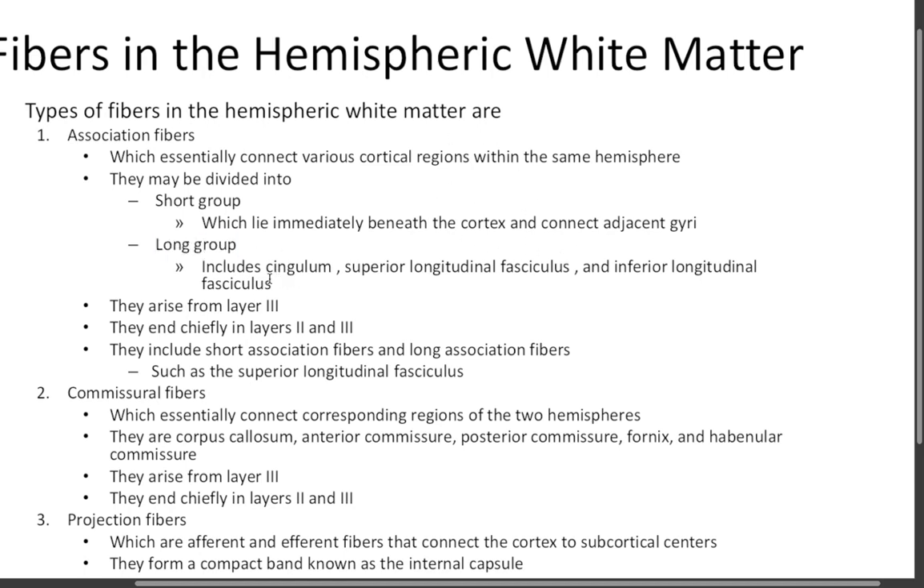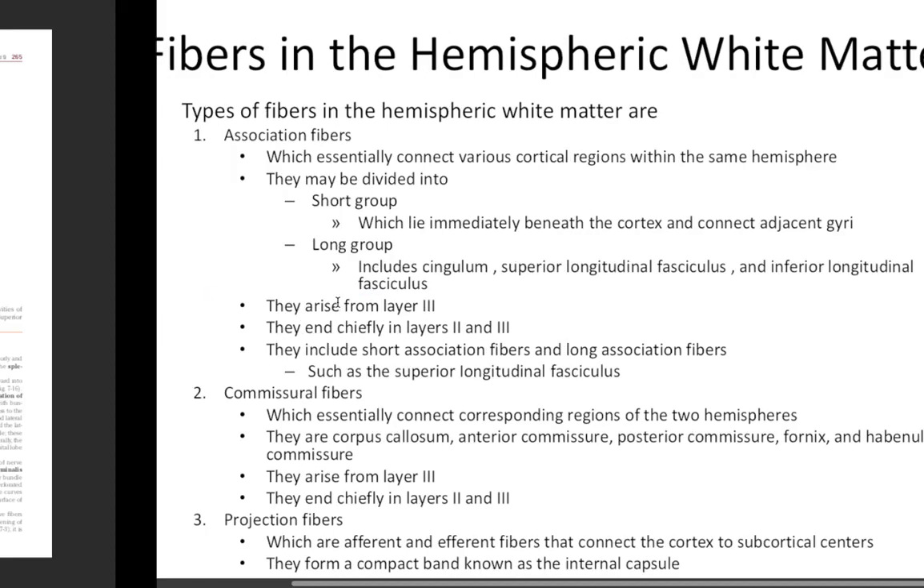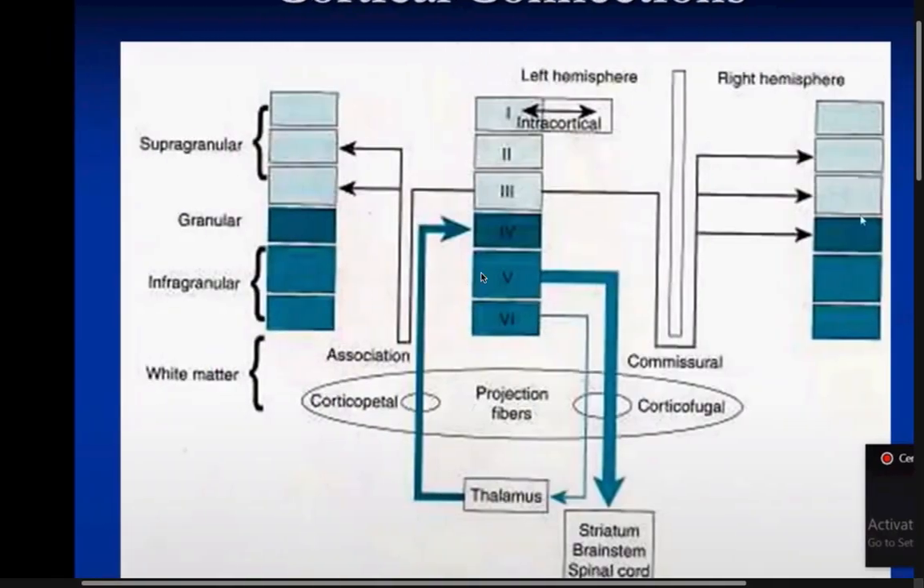And the longer group includes the cingulum. Be aware about the cingulum, it's very important, and we will talk about it in a moment. Okay, the cingulum, the superior longitudinal fasciculus, the inferior longitudinal fasciculus, those, and the doctor mentioned another one, the arcuate fasciculus and the uncinate fasciculus. Be aware that they arise from layer 3. If you just observe here, this is the 3rd layer of the cortex.